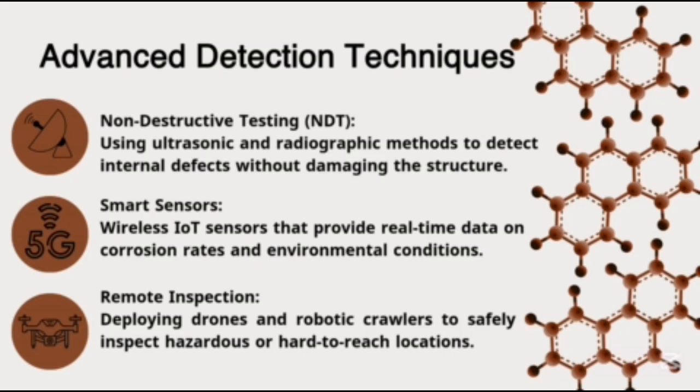Now we'll discuss the methods used to detect corrosion. First, the NDT method, which works by sending waves or X-rays to detect areas of corrosion. The second method is placing sensors in areas prone to corrosion and sending notifications via the internet. The third method is using remote control devices to inspect areas in hazardous and dangerous locations, such as using drones.